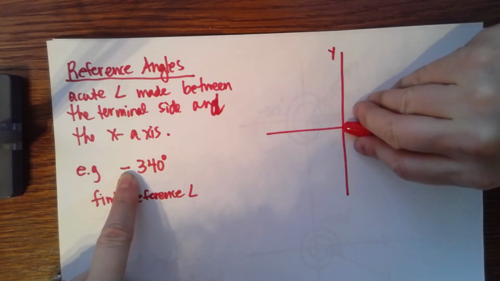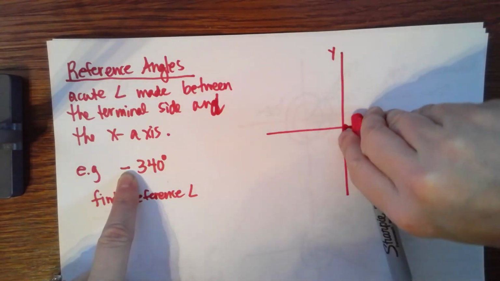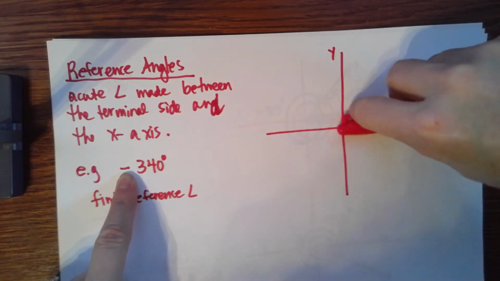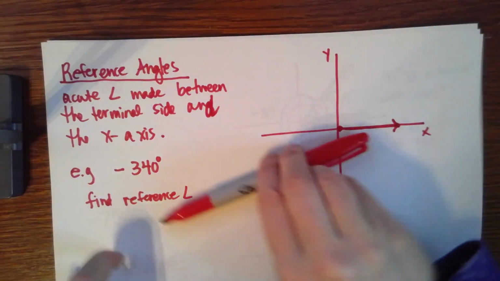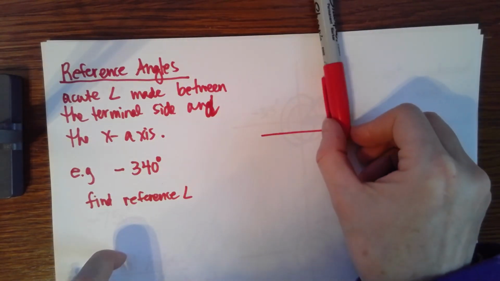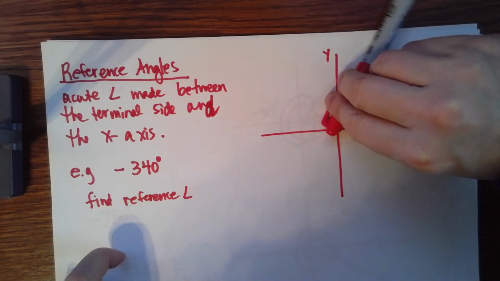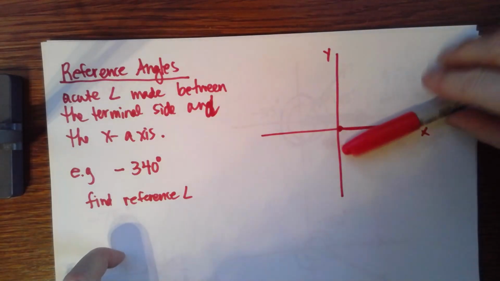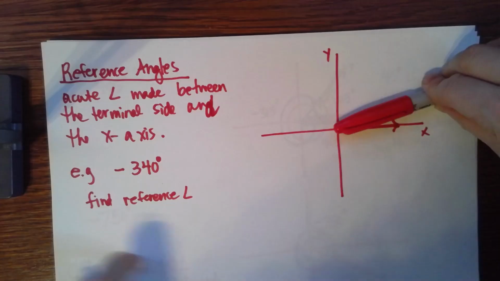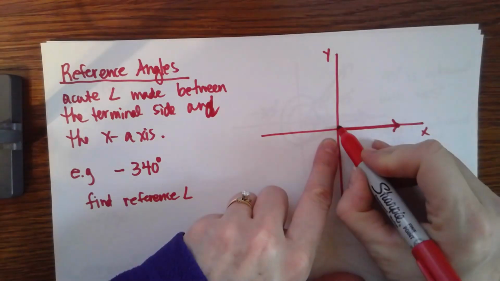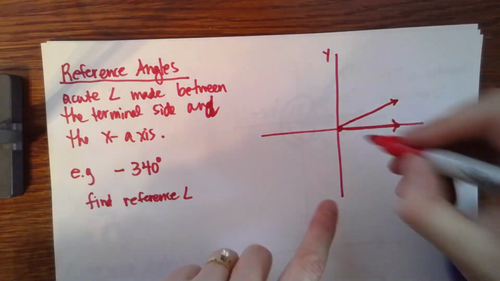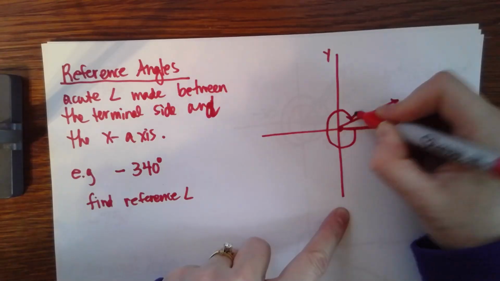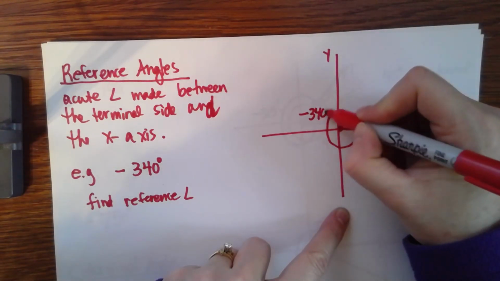So I'm going to go through the quadrants in the opposite order, 4, 3. I've rotated 90, 180, 270. And then before I get to the negative 360, I need to stop. So I'll stop right there and put my terminal side. So this is my negative 340 degrees.